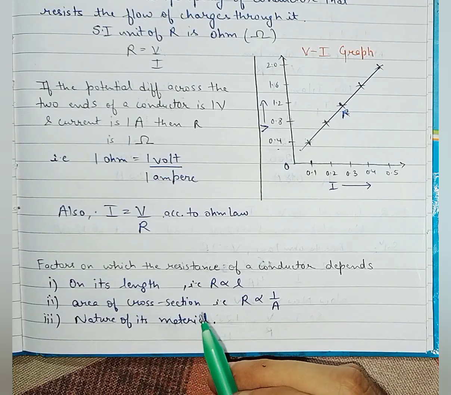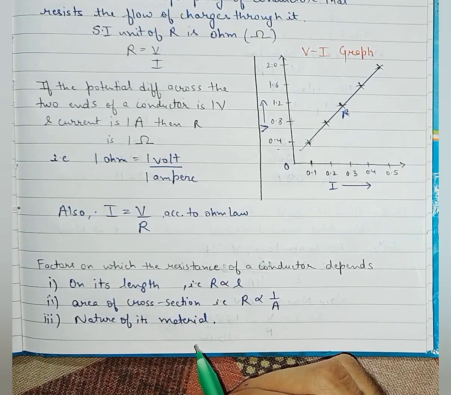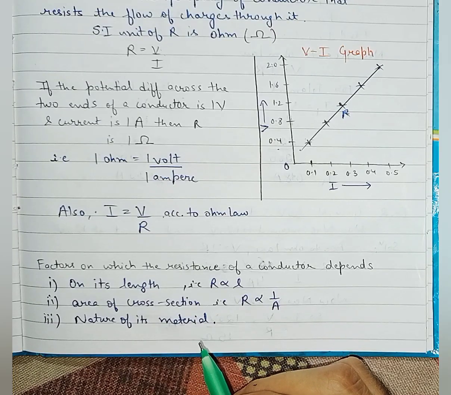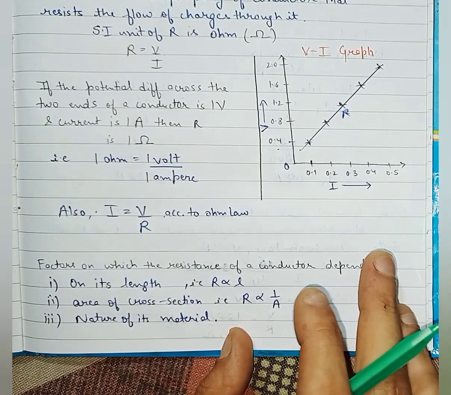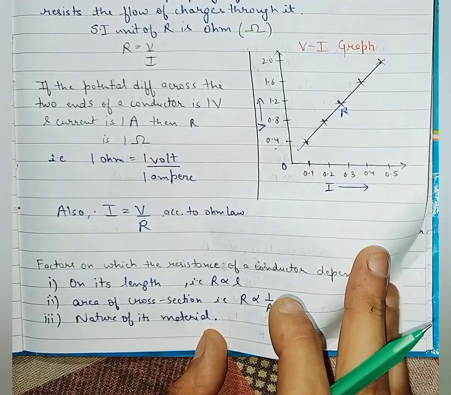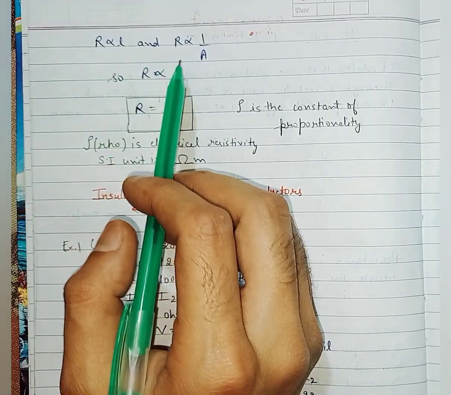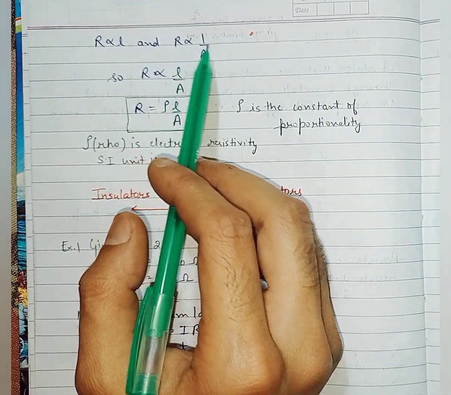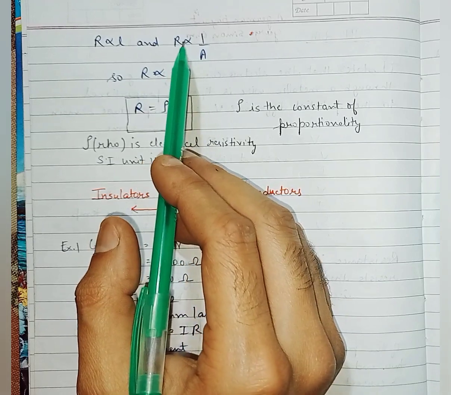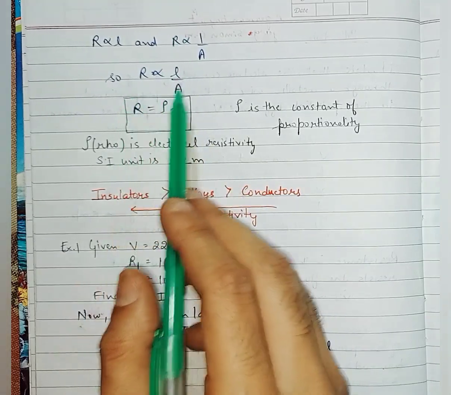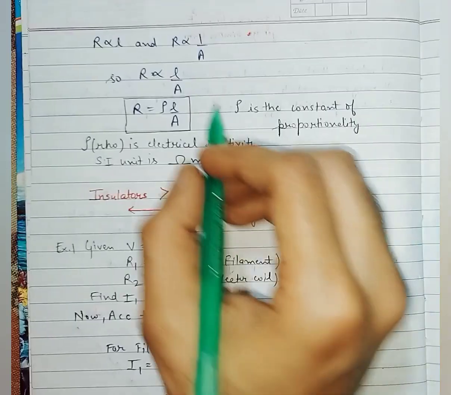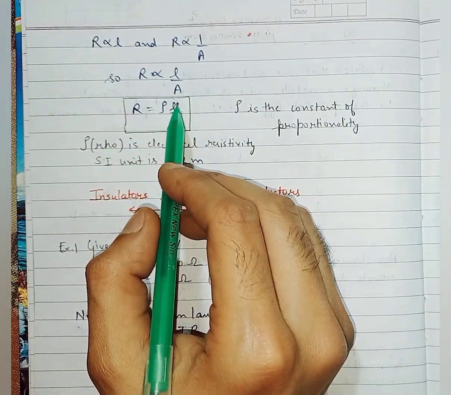There are some metals, I can show you the table. You can consider the NCERT chapter 12 of science. There we can show the table, or I have included it in the video also. Now from those values, R is directly proportional to L and R is inversely proportional to A, that is, R is directly proportional to 1 by A. So we can say that R is directly proportional to L by A.